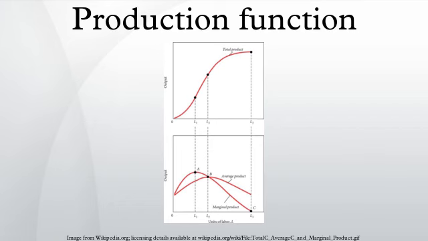The presence of increasing returns means that a 1% increase in the usage levels of all inputs would result in a greater than 1% increase in output. The presence of decreasing returns means that it would result in a less than 1% increase in output.